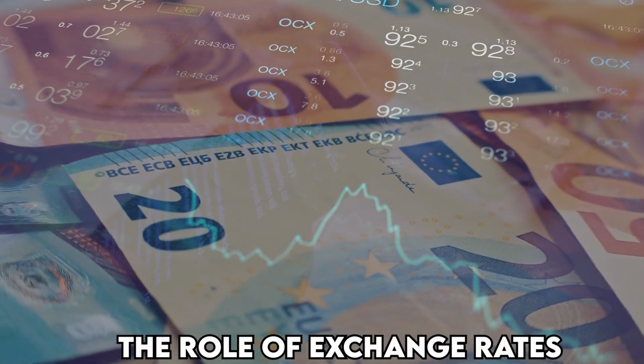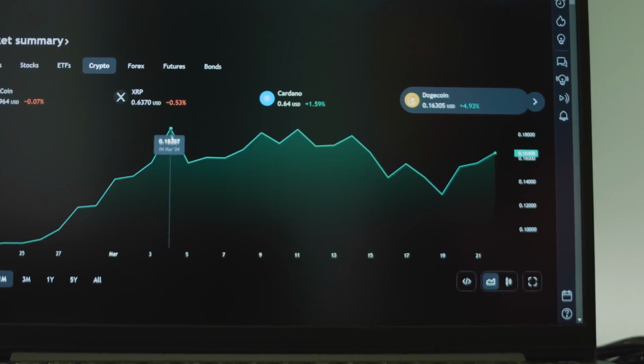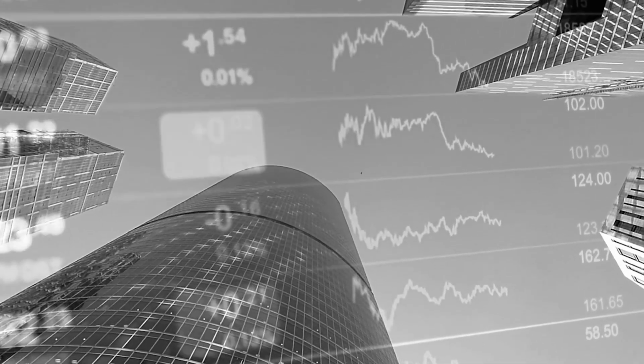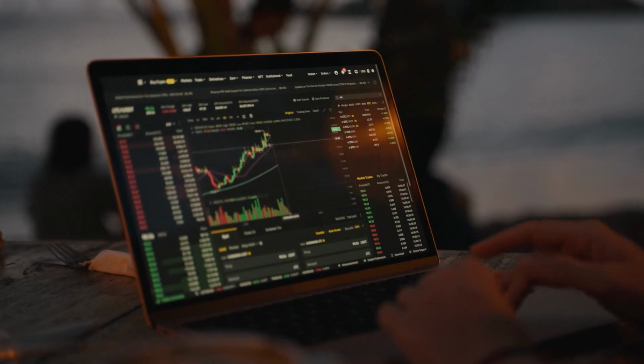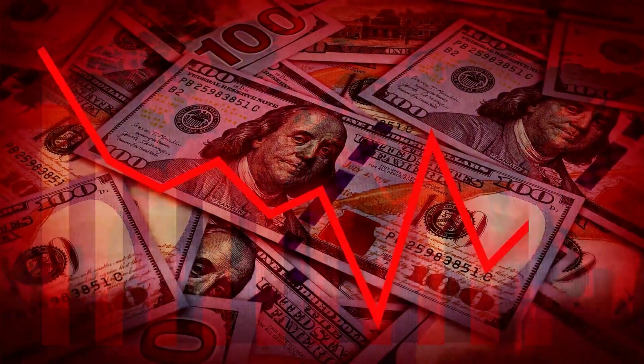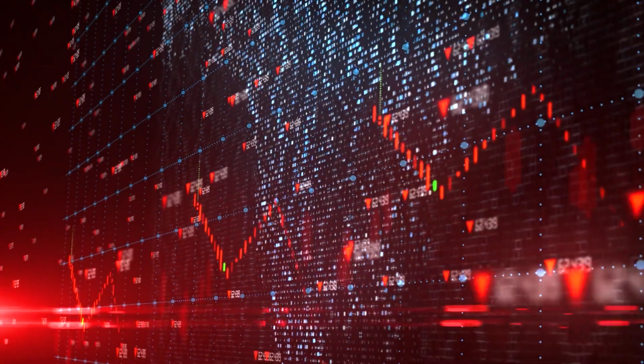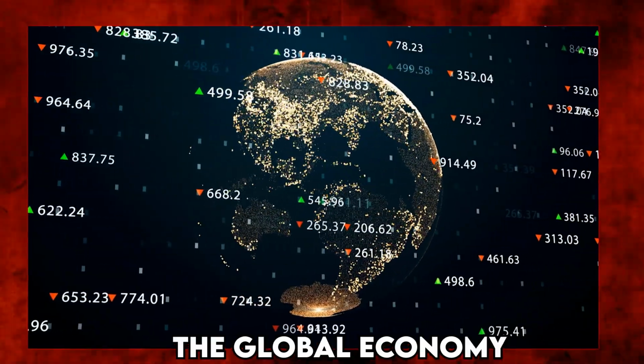The role of exchange rates. Exchange rates are crucial in determining how much one currency is worth relative to another. These rates fluctuate constantly due to a variety of factors, including inflation, interest rates, political stability, and economic performance. Let's explore how exchange rates work and their significance in the global economy.